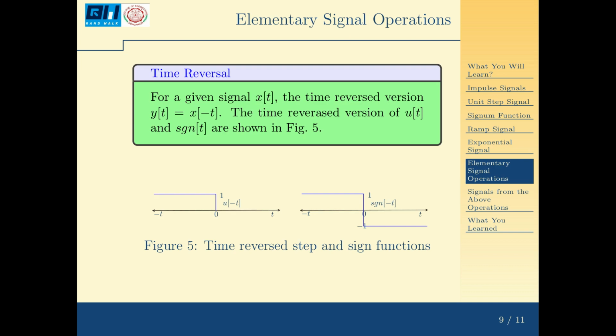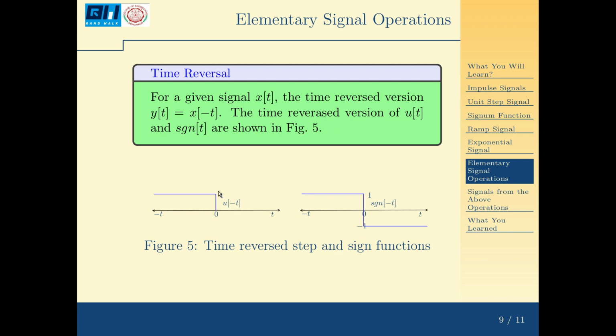So when we see some elementary signal operations, one operation is the time reversal. What happens is we flip the signal in time, so that for a given signal x(t), the time reversed version y(t) will be x(-t). It is flipped around the origin. So the time reversed versions of u(t) and sgn(t) are shown here.